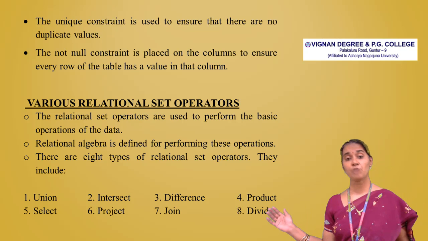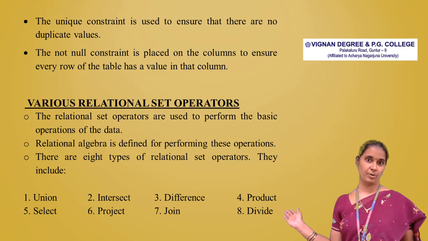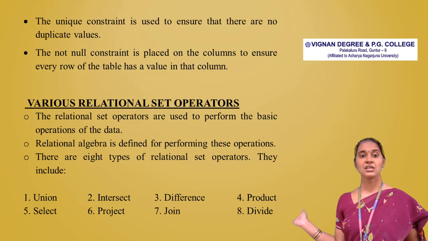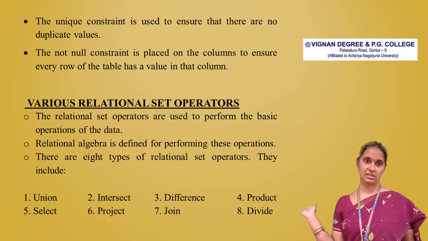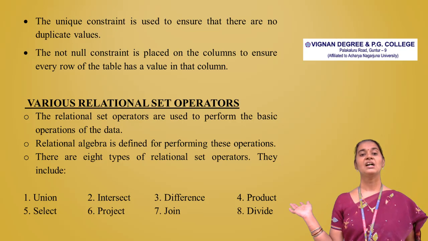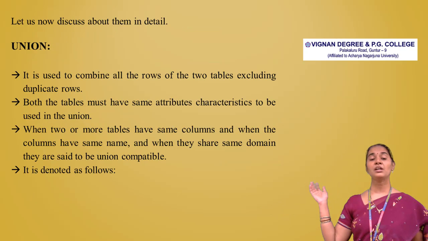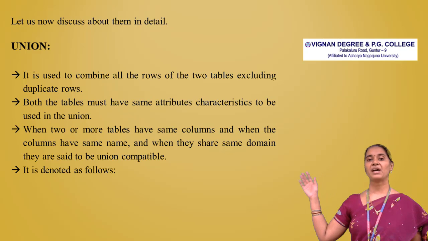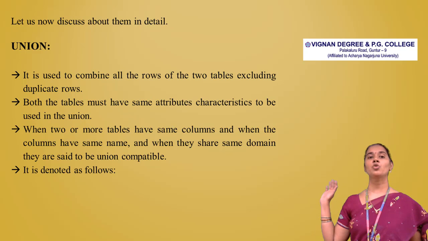Before discussing relational algebra, let us first know in detail what the various set operators are. They include union, intersect, difference, product, select, project, join, divide, etc. These are called the relational set operators, and let us now discuss them in detail. Coming to the first one, union. What does union tell us? As the name itself suggests, it is used to combine two or more tables.